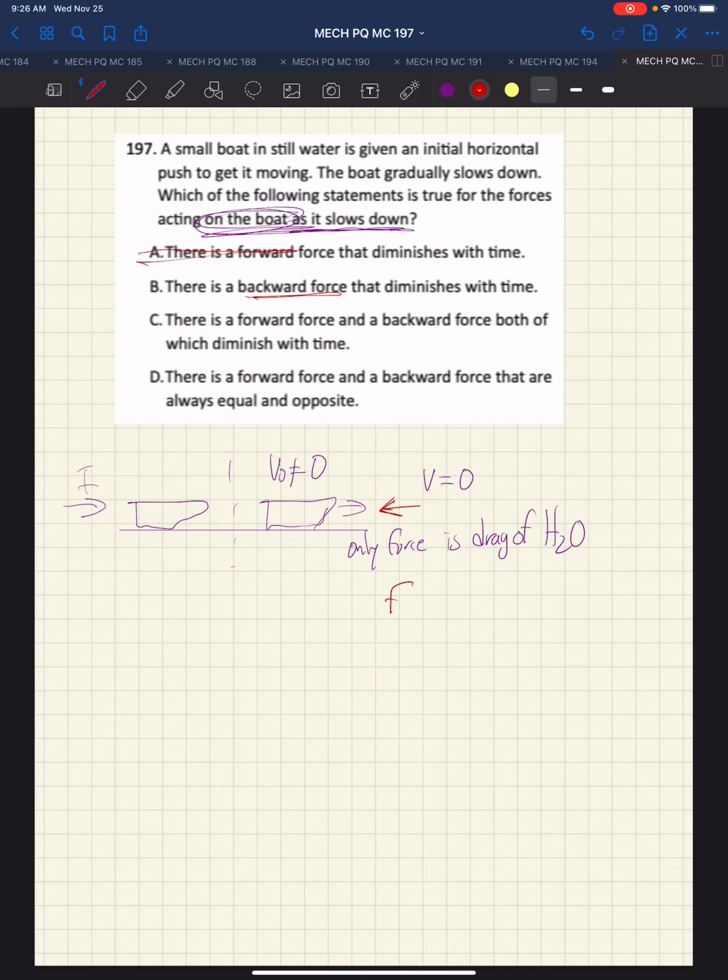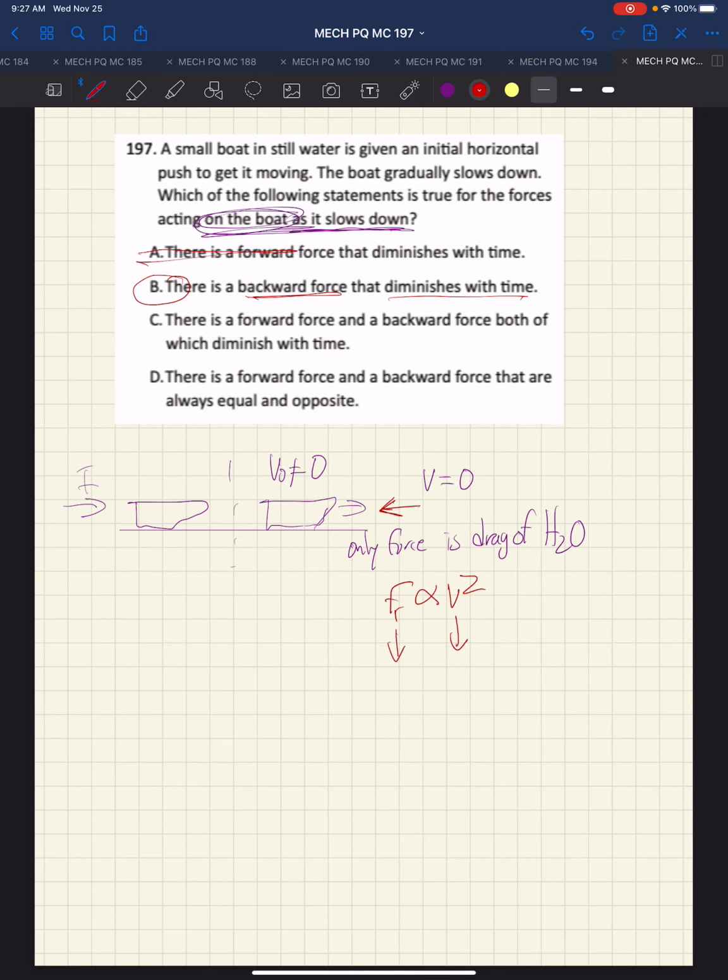Well, we know the force of resistance is proportional to the velocity squared. So as velocity decreases, the force of resistance decreases. And we saw this with terminal velocity and a person free falling. So it should diminish over time. This looks like it is our answer, but we're going to keep going.